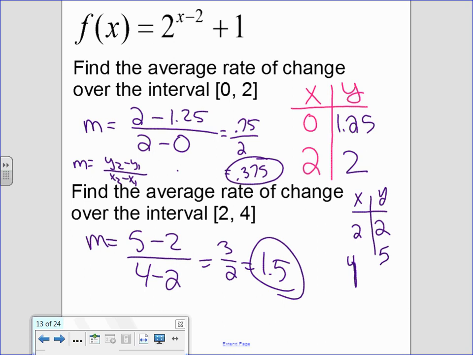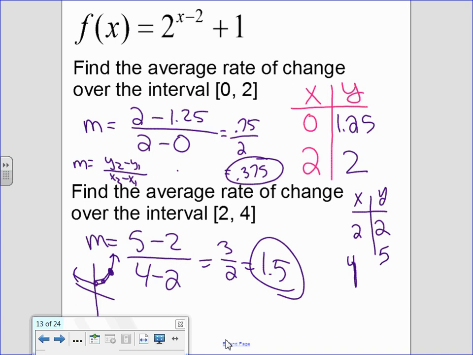So I'll just show you what we're dealing with. Our curve looks like this. From here to here, the slope was not as steep as it is from here to here. That's why the slope is getting bigger. Okay? Any questions on that?